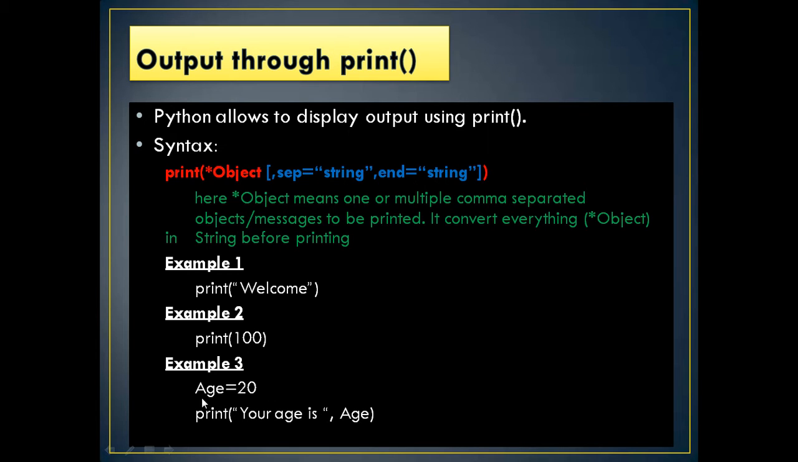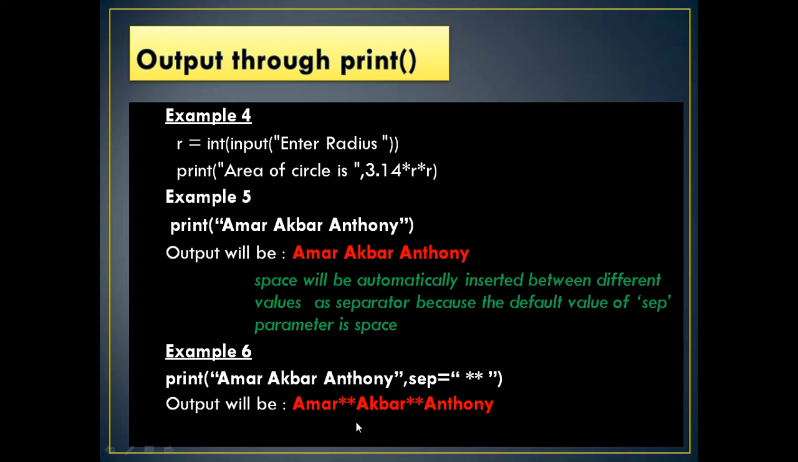Let us see that. Suppose age equal to 20, here you have taken a variable. Now print "Your age is", comma, age. The message "Your age is" is given in double quotes, therefore it prints as it is as a message, and the value of age is 20. Now example 4.